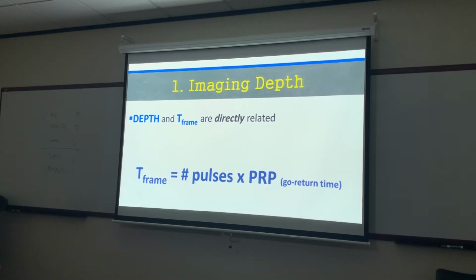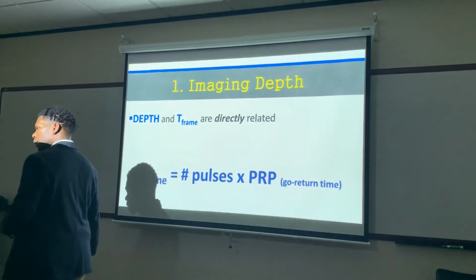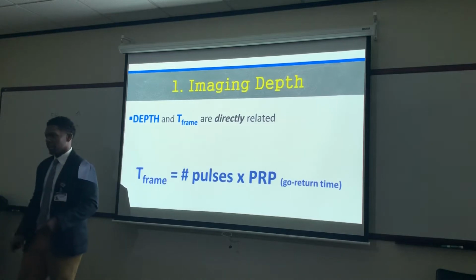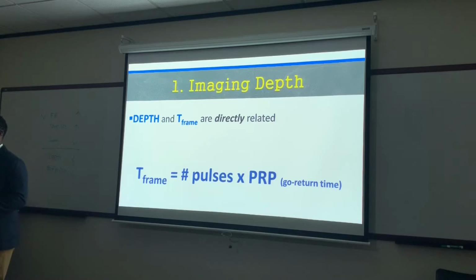Okay, so this brings us to our problem, guys. We can figure out what the T-frame is. We can figure out how long it takes to create one image. That formula is when we take the number of pulses, if I know how many pulses are going to create this one image, and I know the go and return time, if I know the PRP, right? Because isn't that what the PRP is? PRP is one on time, one off time. It's the time it takes from the beginning of one pulse to the beginning of the next pulse, right?